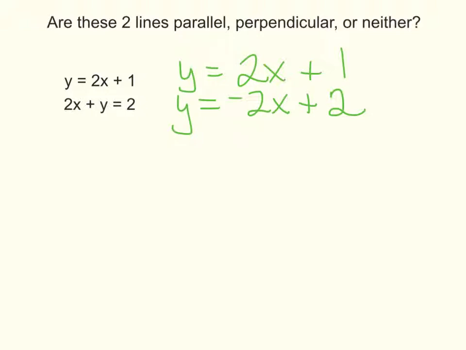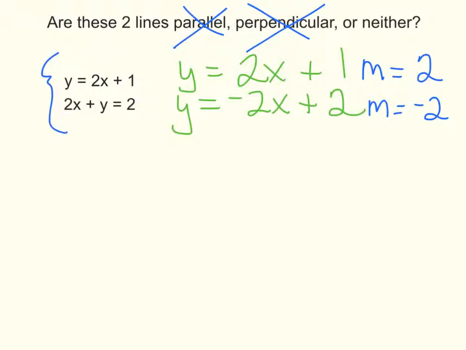So in the first equation, my slope is 2. In the second one, my slope is -2. Well, I know that if lines are parallel, their slopes are equal. So I know that these two lines are not parallel. I know that for perpendicular lines, the slopes are negative reciprocals. Well, they are not negative reciprocals. So these two equations are neither parallel nor perpendicular.